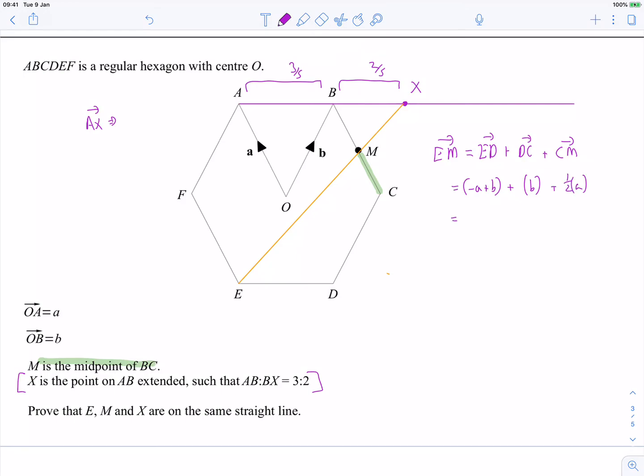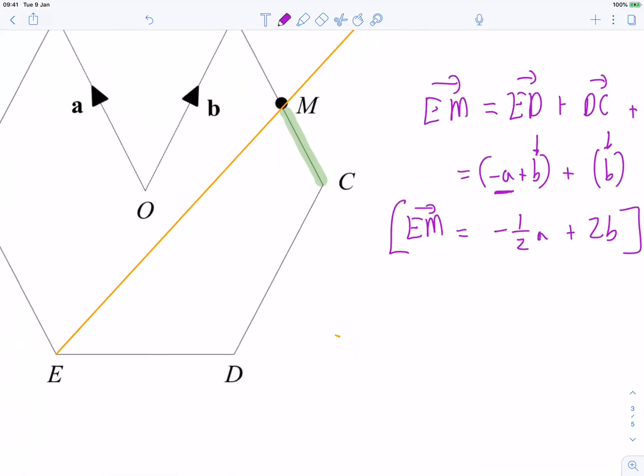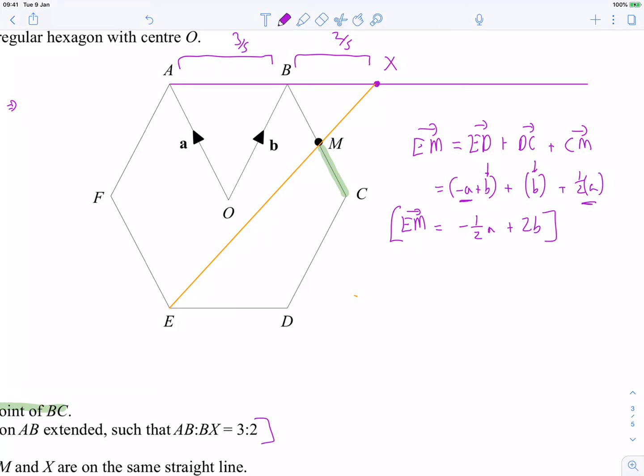If I tidy all this up, what do I get? I've got a minus A there, plus half an A there is minus half of an A. And I've got B plus a B there, so it's going to be plus 2B. Okay, I now have E to M is minus half A plus 2B.